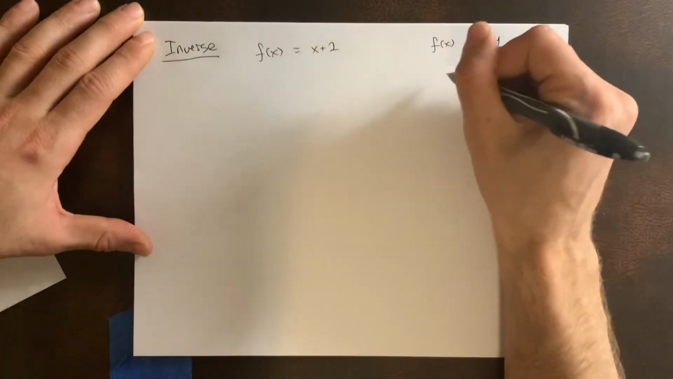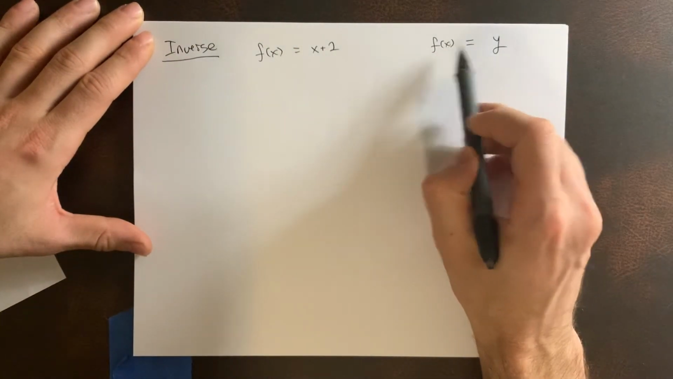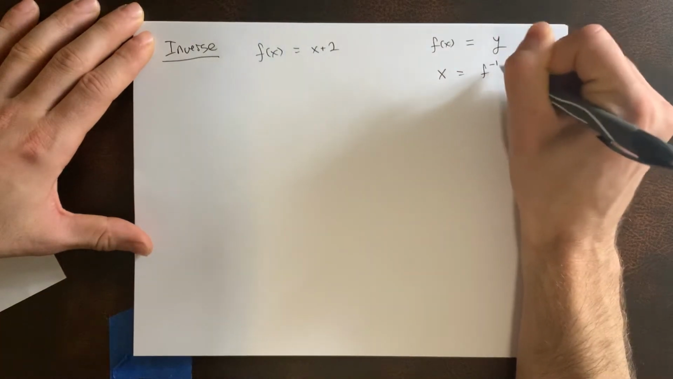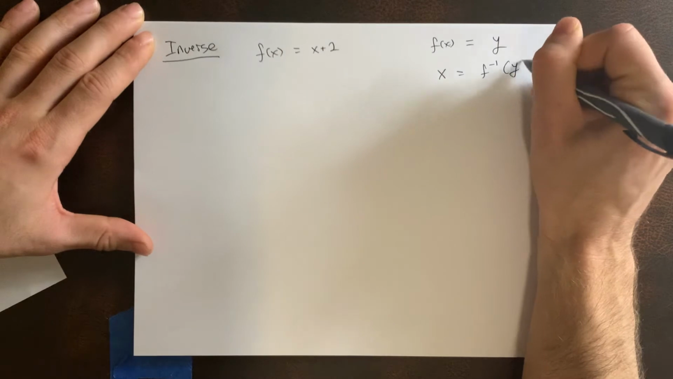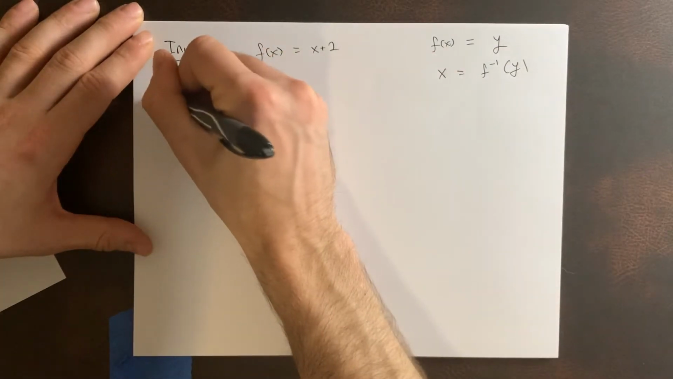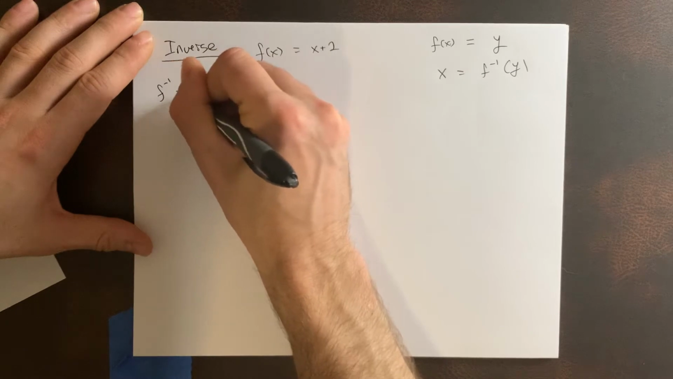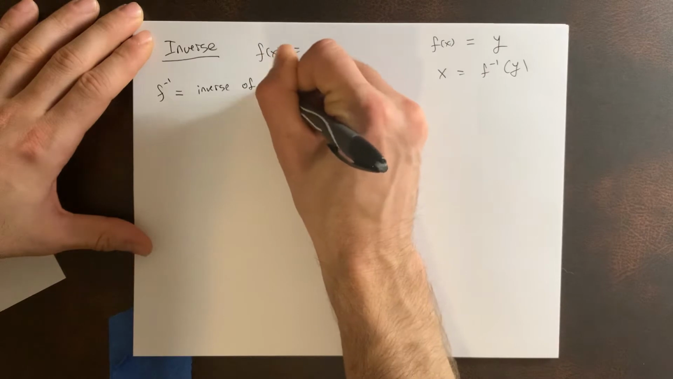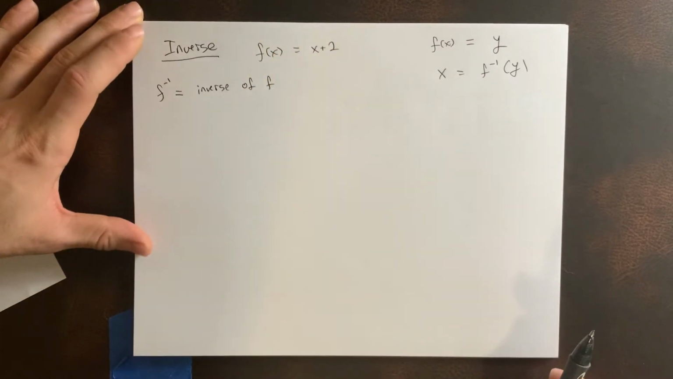The inverse function works backwards. Instead of plugging in an x to get a y, we have our x equal to this symbol we write. So let's write it off to the side. This little f inverse means the inverse of f. That's just the way we write it, f to the power of minus 1.